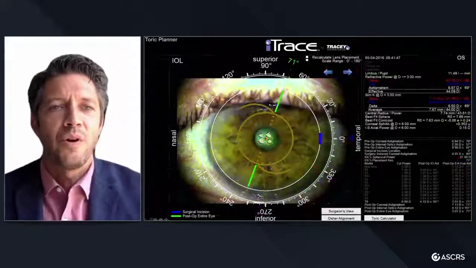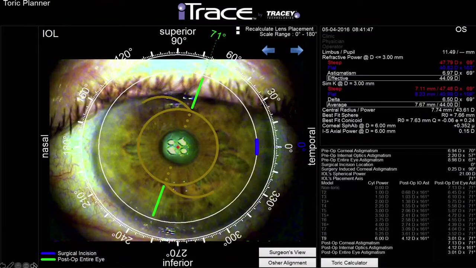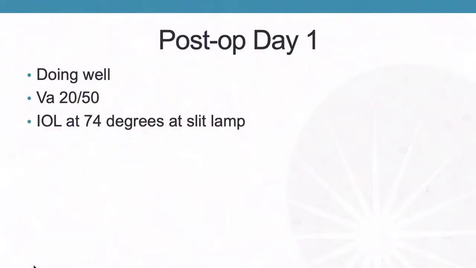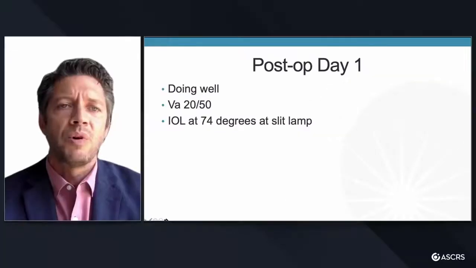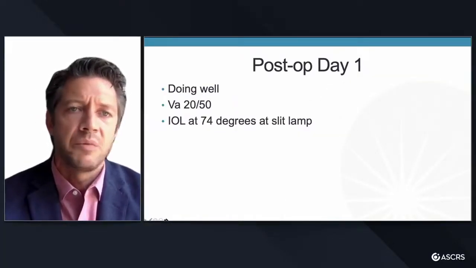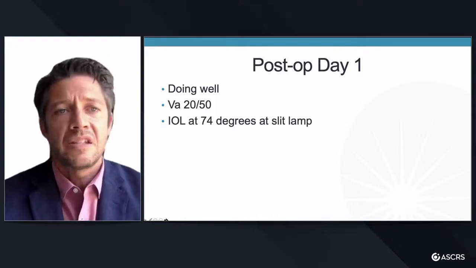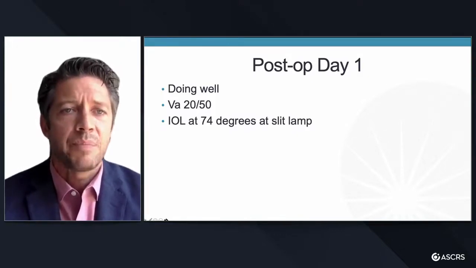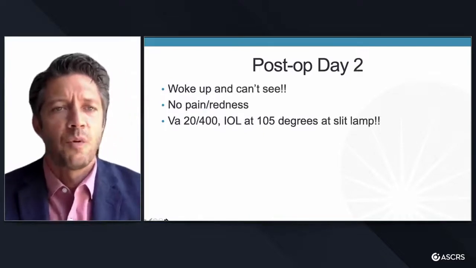So again, we're going to go for the whole ball of wax. So first the cataract surgery. This is the toric planner where, again, it shows us where to put the lens, 71 degrees. We'll kind of skip ahead. Surgery goes well. Everything's perfect. He's 20/50 after surgery. And again, remember, we can't correct all the astigmatism, so he still has some residual there. We wouldn't expect him to be 20/20. The lens is essentially where we want it to be. He's happy. I'm happy. And then, unfortunately, day 2.